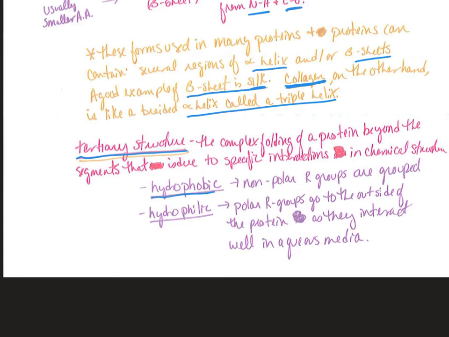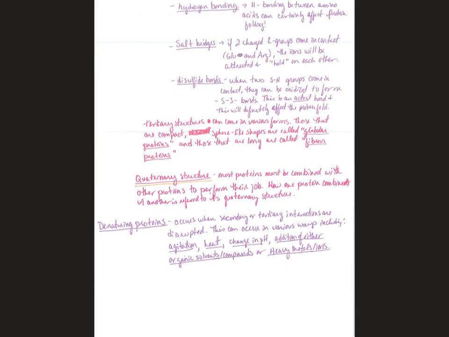We have hydrophobic interactions. This is where nonpolar R groups kind of just cling together. Hydrophilic interactions: polar R groups kind of cling together. The things that are nonpolar tend to go to the center of a tertiary structure because they stay away from the fact that the rest of your body is made out of water. And so those are going to go towards the outside of that structure, okay?